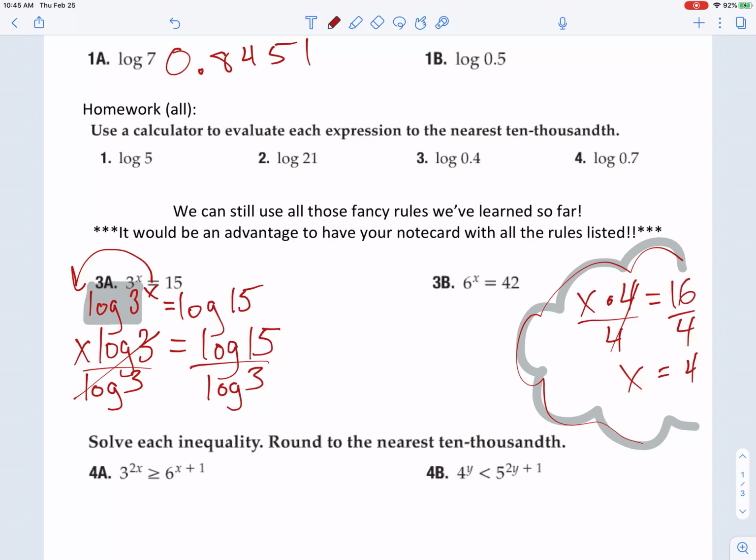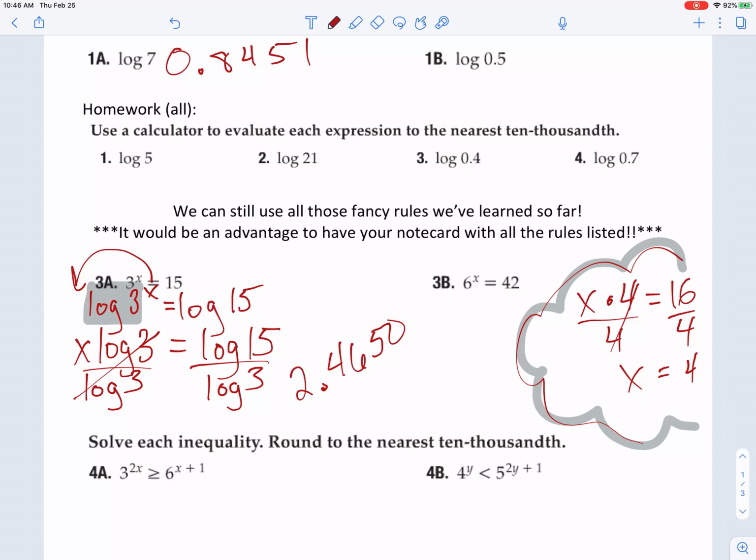In my calculator, here's the buttons I'm pushing. I hit log 15. When I hit log, it automatically opens parentheses, so I'm going to close those parentheses. Divided by log 3, close parentheses, enter, and the answer is 2.46. Looks like that's going to round up to 2.47. That's it.